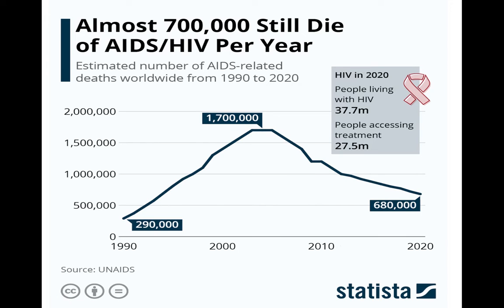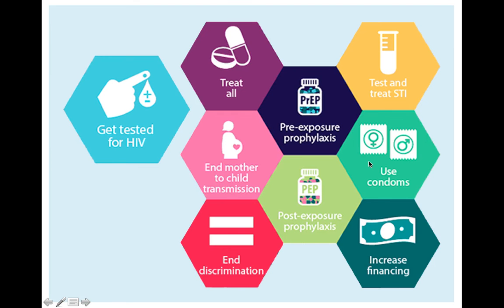So, these are the number of deaths recorded from 1990 to 2020. Almost 700,000 still died of AIDS per year. As we can see from this diagram, and the source of this diagram is UNAIDS, from 1990 we have very low cases of HIV, and then up to 2005-06 we have a plateau. And then from 2007, we have a decline of HIV infection, up to 2020, where we have 680,000 cases.